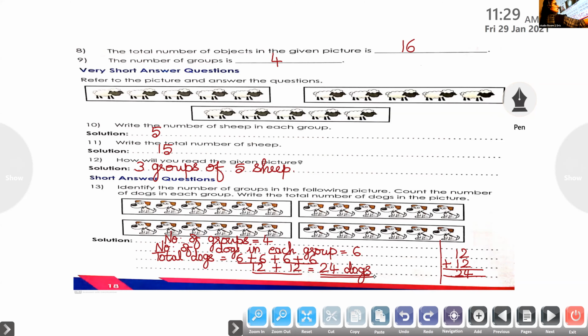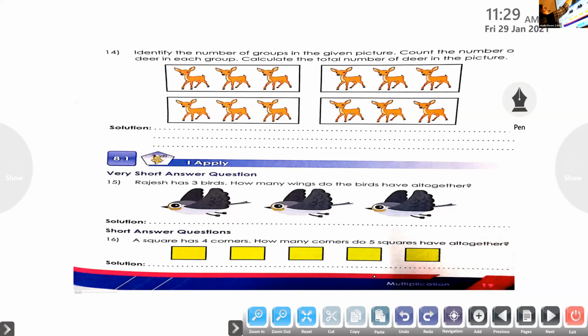Now, next page. Page number 14. Identify the number of groups in the given picture. Count the number of deer in each group. Calculate the total number of deer in the picture. That is the question.